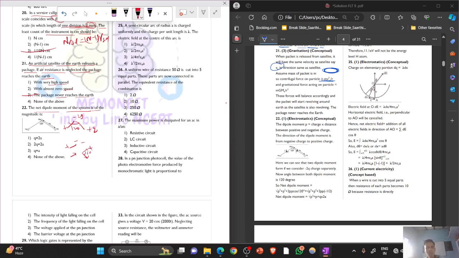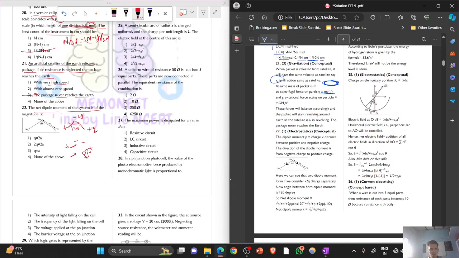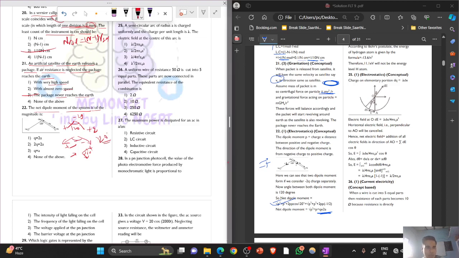Use the vector formula, square root of p1 squared plus p2 squared plus 2 p1 p2 cos theta, and putting in all the values, you get the net dipole as simply 2 times 2a. No need to worry, because the dipole is from minus to plus, this way. Here the dipole will be in this direction, and here in this direction. So the angle will be 120 degrees. My mistake, I said 60. Putting the values of the angle and using the vector formula, it comes out to be option number first.